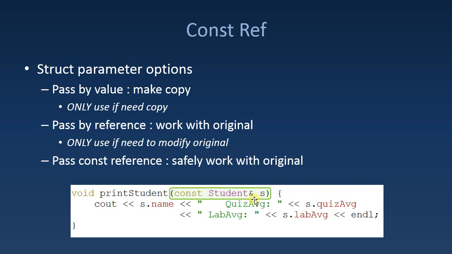But if I don't want to modify the student who I'm passing in because I'm just doing something like printing the student, then I want to make sure I take in the student as a const so that I can't mess it up and the compiler will stop me if I try to.